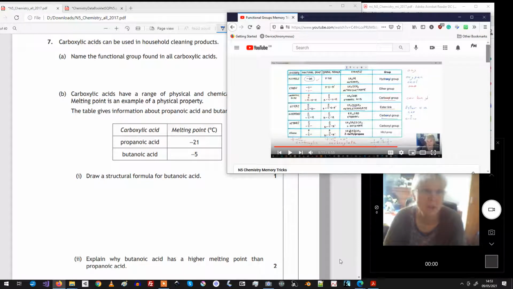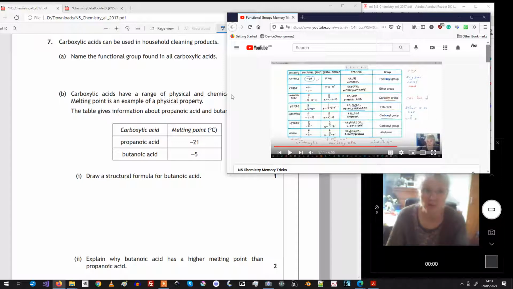Hi there. Question 7. Carboxylic acids can be used in household cleaning products. Name the functional group found in carboxylic acids. I think it's a good idea to learn all the functional groups. The one in carboxylic acid is a carboxyl group. I remember it with a little pun, carboxyl, like the aisle in a supermarket where the car boxes are.